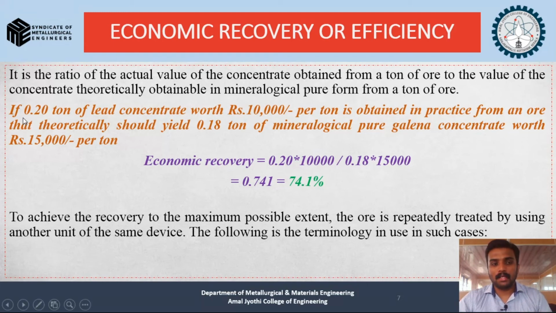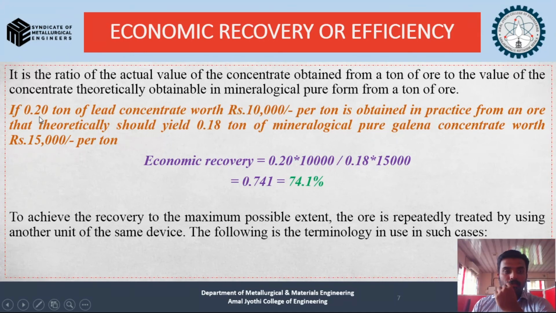So we have an example here. If 0.20 ton of lead concentrate worth 10,000 per ton is obtained in practice from an ore that theoretically should yield 0.18 ton of mineralogically pure galena. What is shown here is that theoretically 0.18 ton of pure galena should be produced from this concentrate. So that is our expectation. But the reality is that what we got is 0.20 ton of lead concentrate worth 10,000. So that is the comparison. This is the expectation and this is the reality.